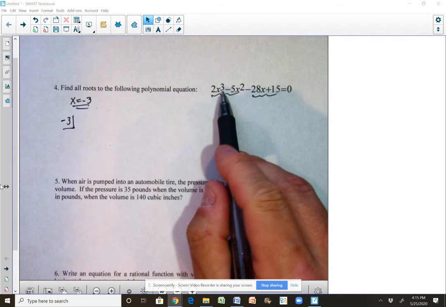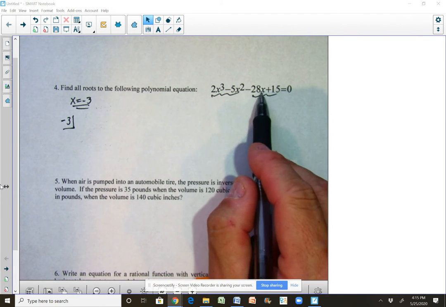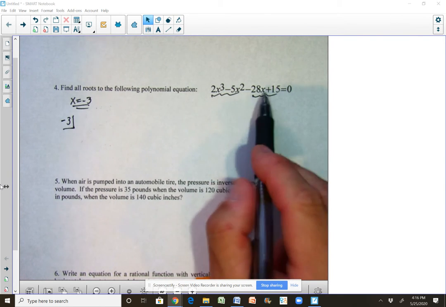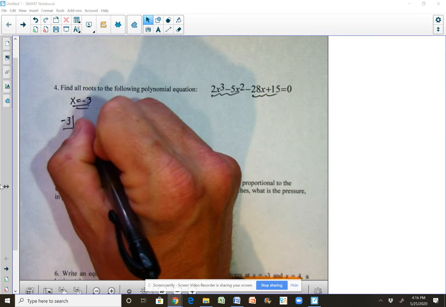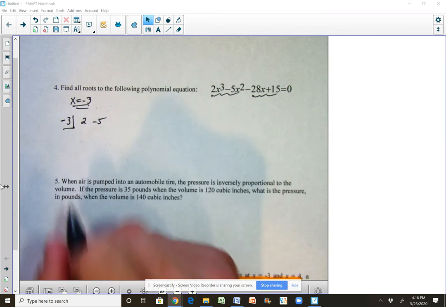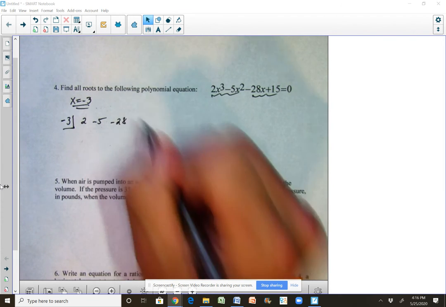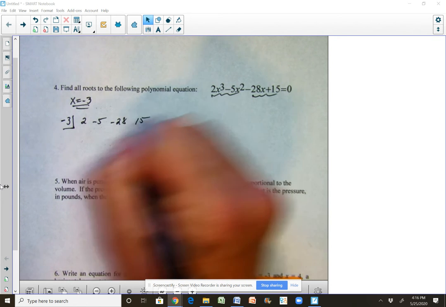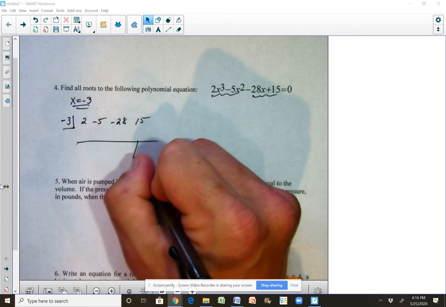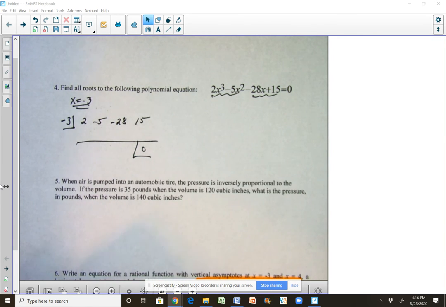So I'm going to check my coefficients. 3rd degree, 2nd degree, 1st degree, 0 degree. I'm not missing any powers, so I don't need any 0 placeholders. So this is going to be a 2, a -5, a -28, and a +15. And I know when I divide this out, this last term better be a 0, because it should be a root where the remainder comes out to be 0.